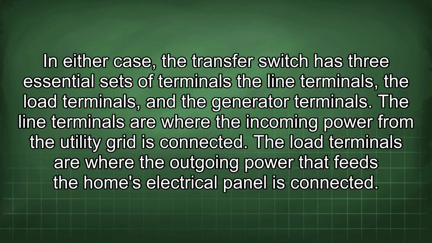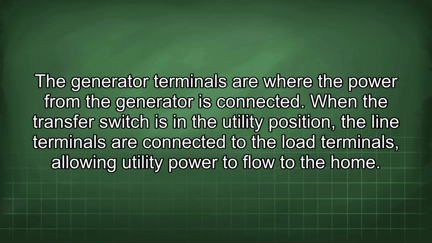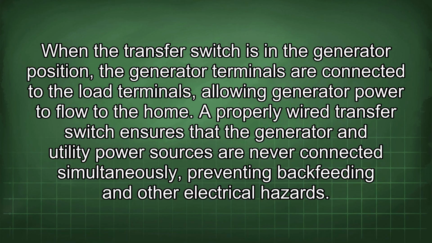The line terminals are where the incoming power from the utility grid is connected. The load terminals are where the outgoing power that feeds the home's electrical panel is connected. The generator terminals are where the power from the generator is connected. When the transfer switch is in the utility position, the line terminals are connected to the load terminals, allowing utility power to flow to the home. When the transfer switch is in the generator position, the generator terminals are connected to the load terminals, allowing generator power to flow to the home.